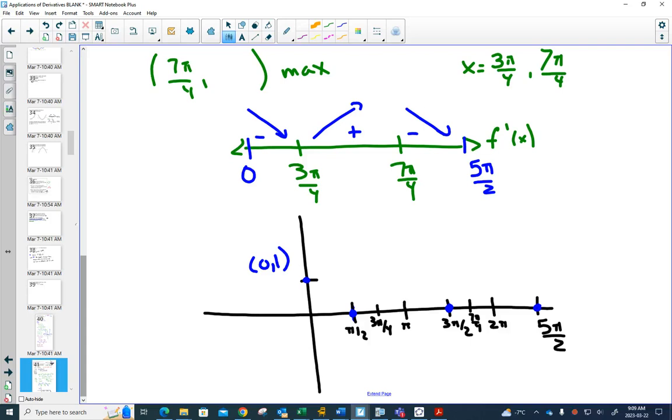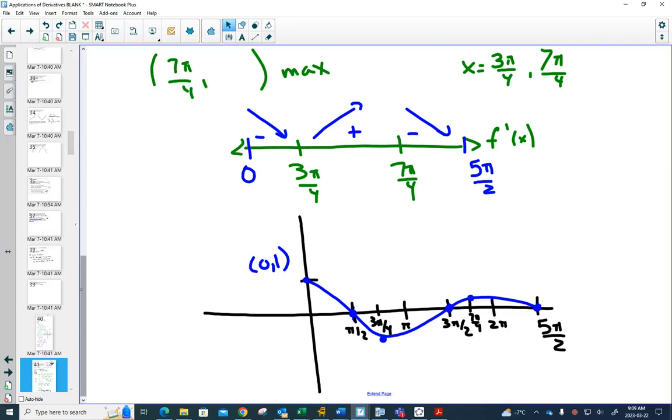And we know that 3 pi over 4 is going to be a minimum. I don't know exactly where this point is. I'm going to just imagine some minimum, imagine some maximum, and our graph is going to look like this, more or less. We don't know how high or how low those maximums and minimums are because we didn't take the time to plug them in. We definitely could have done that.